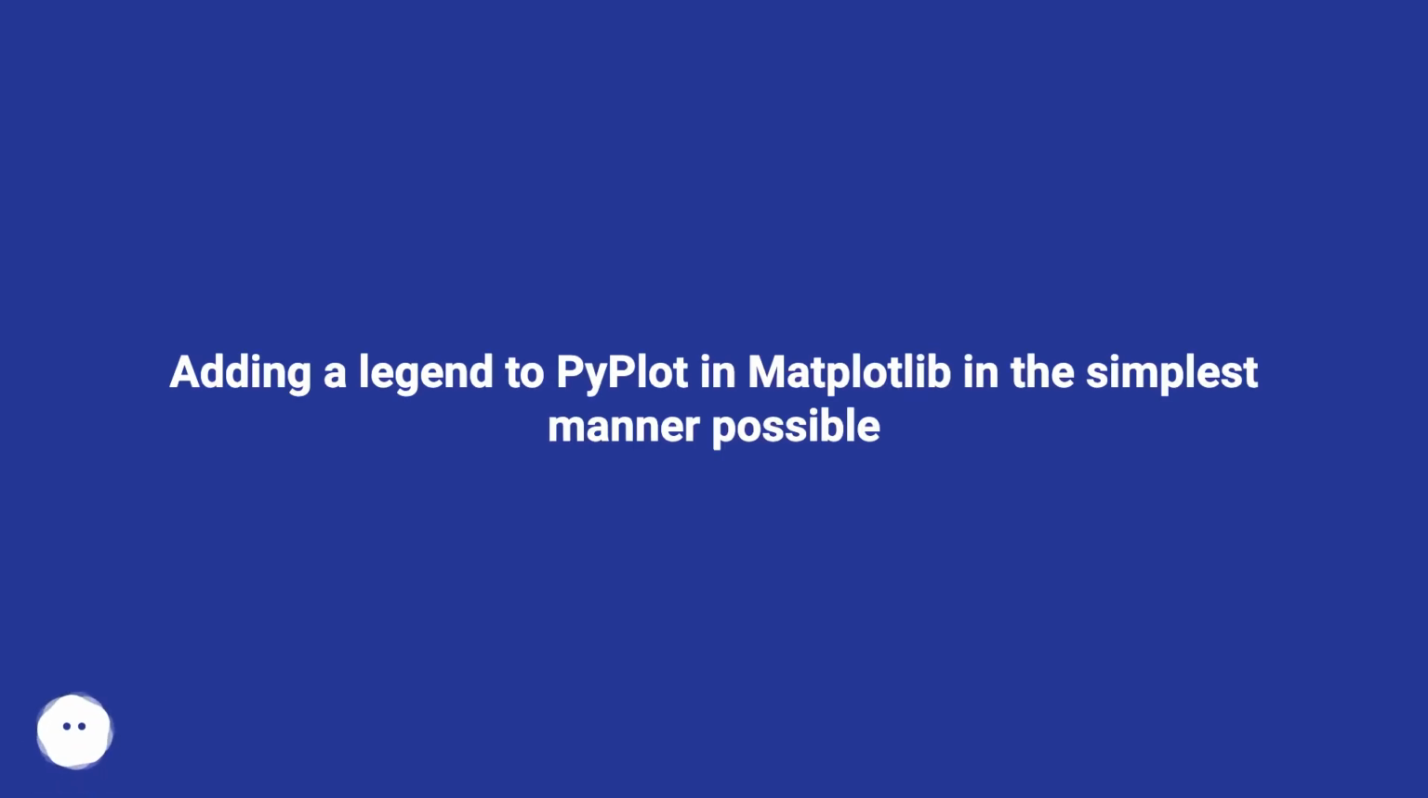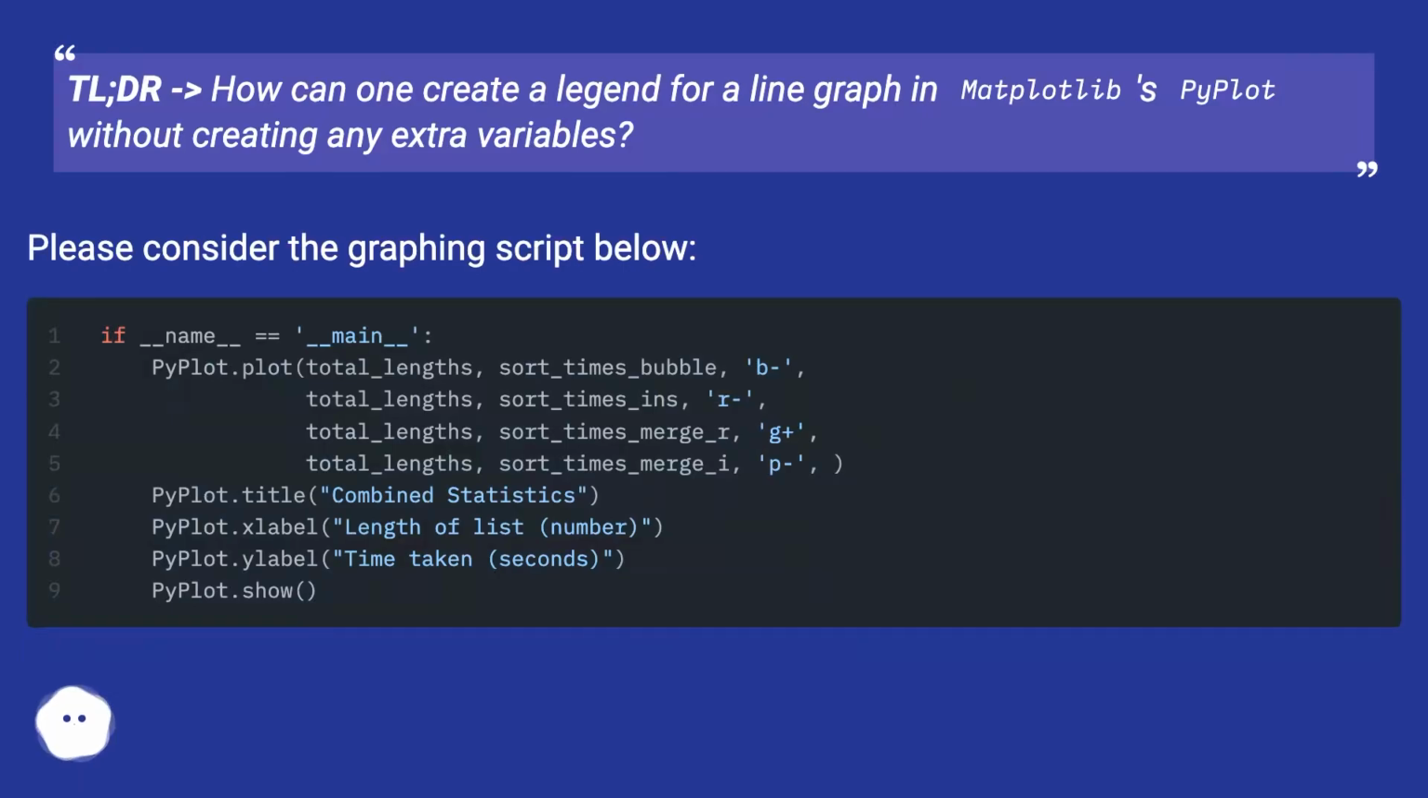Adding a legend to PyPlot in Matplotlib in the simplest manner possible. TLDR: how can one create a legend for a line graph in Matplotlib's PyPlot without creating any extra variables? Please consider the graphing script below.